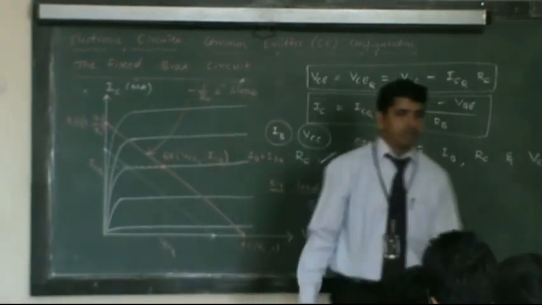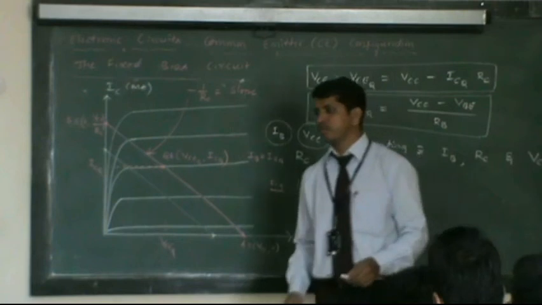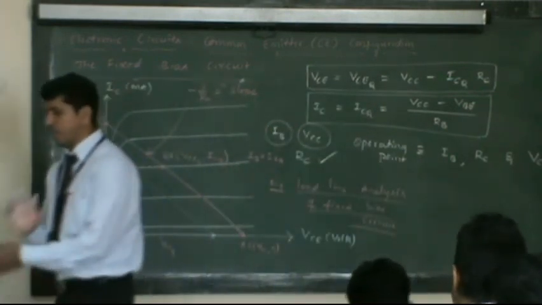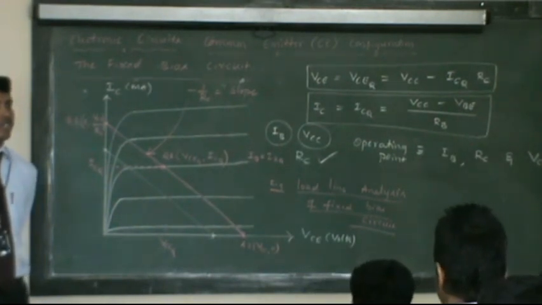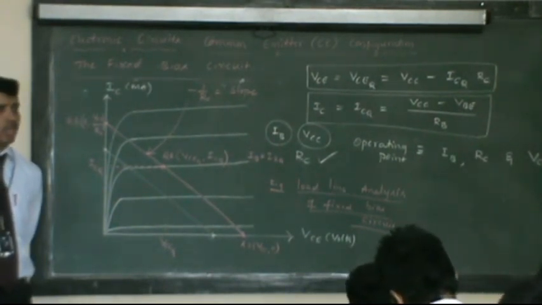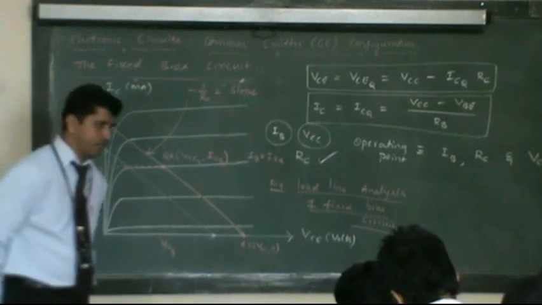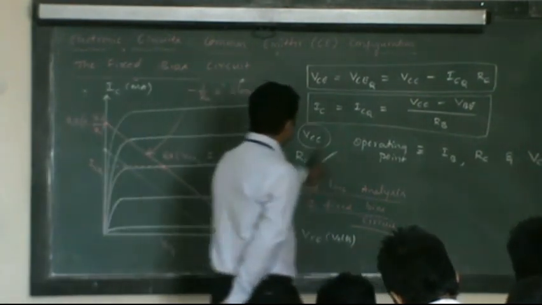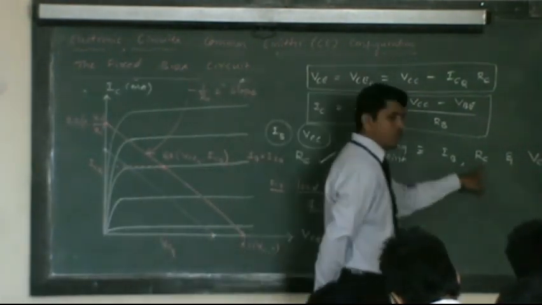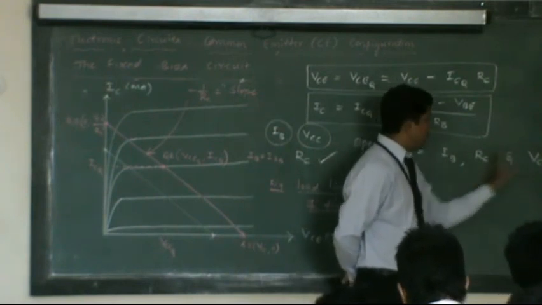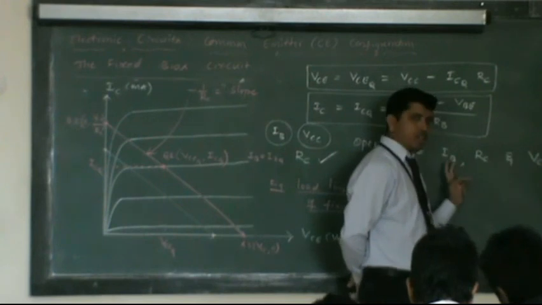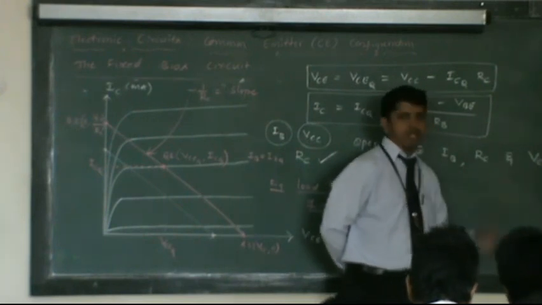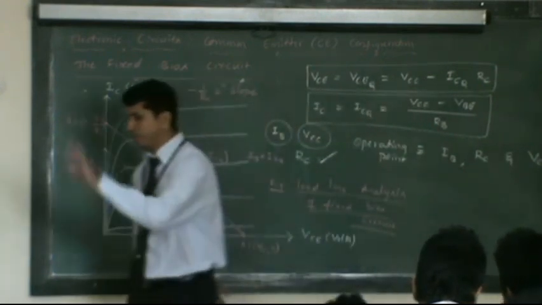Can you draw all these three curves? Take 2 minutes and draw all three curves. First curve: variation of base current, showing the variation of the operating point, keeping all other terms constant. Second: you vary RC, keeping base current and VCC constant. Third case: keeping IB and RC constant, just vary the supply voltage. You need to plot three curves.